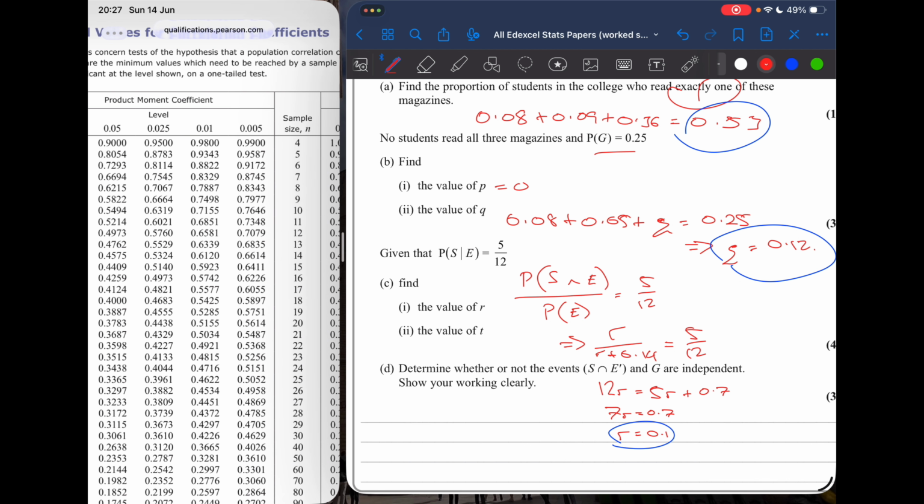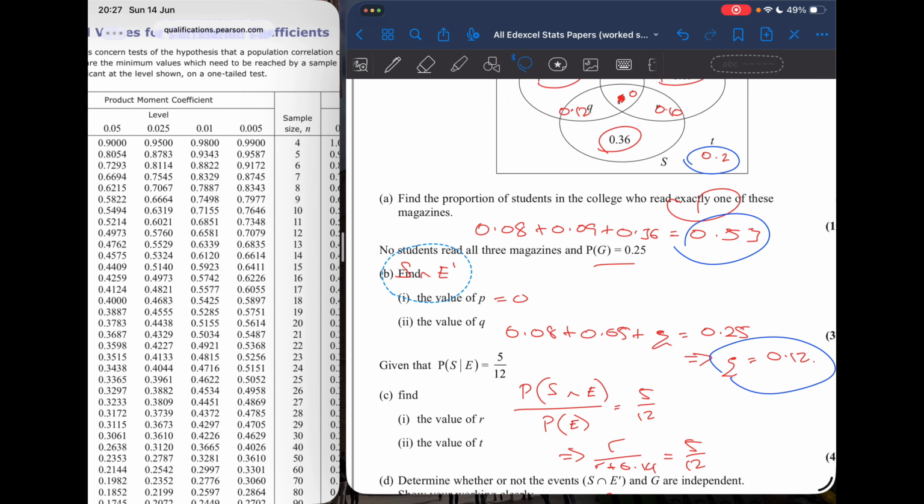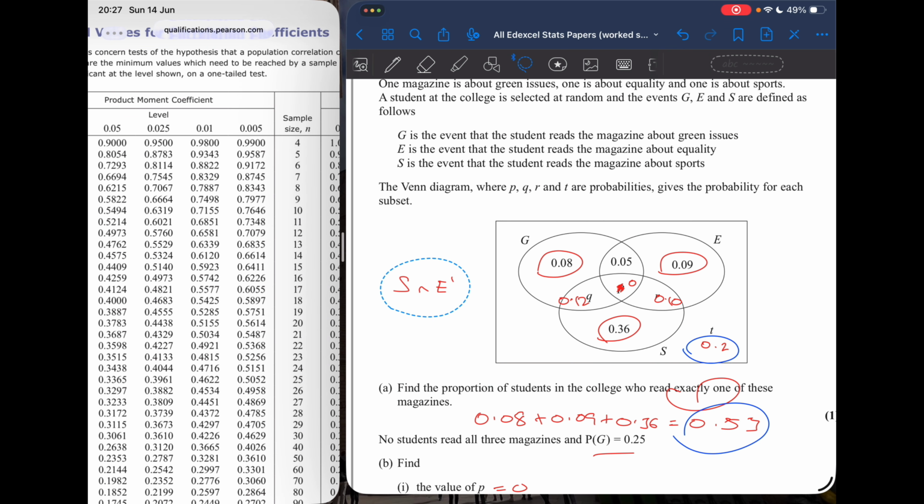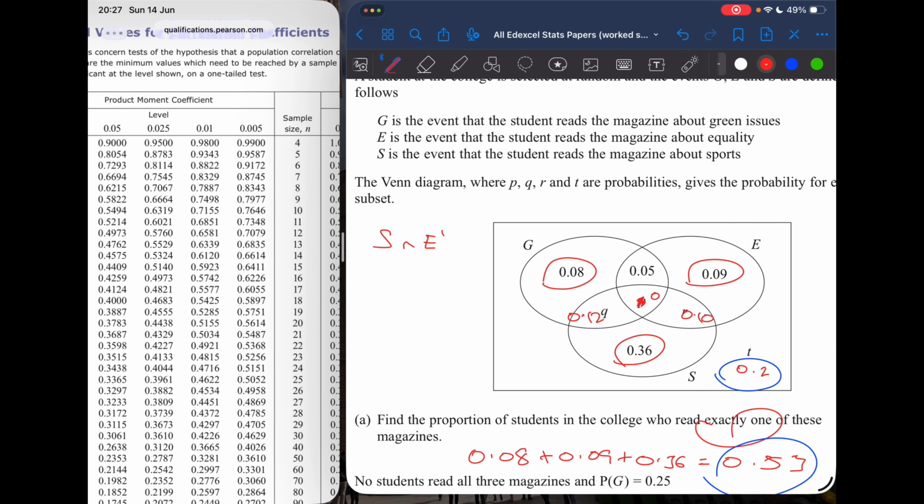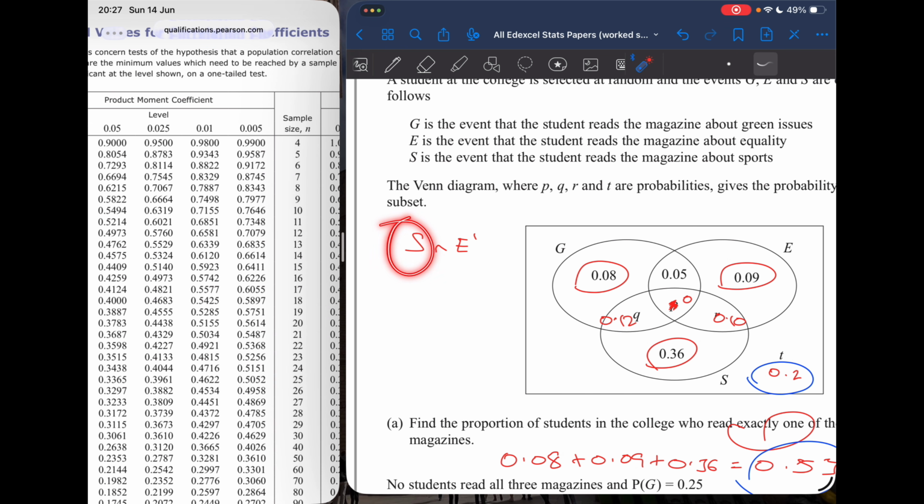Okay, determine whether or not the events S intersection, not E, and G are independent. Okay, so what we're doing? S intersection, not E. Let's go figure out where that is. So the way to do this, well, we have an intersection, so we need to satisfy both conditions. We need to be an S and not be an E.